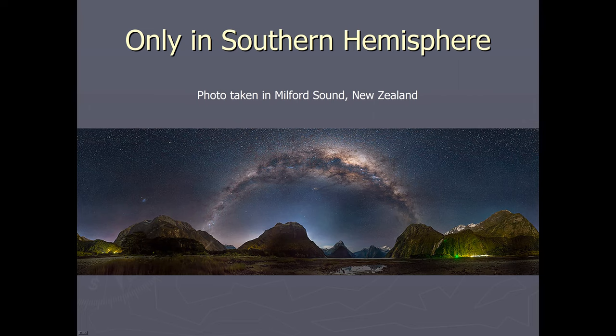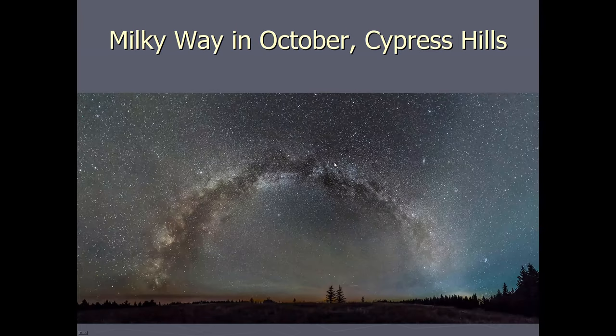But the cosmic dust clouds are blocking some of the light coming out from the Milky Way. Okay, I'll move on. Now, this is the Milky Way in October, taken in the Cypress Hills area. When we take pictures of the Milky Way, it appears differently every month, because our Earth is constantly moving and rotating, so every time you look up at the Milky Way, it looks different, okay?